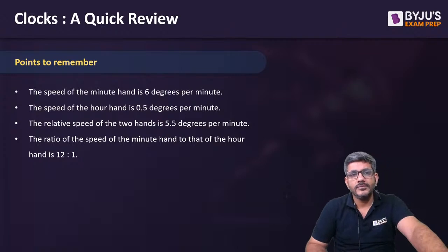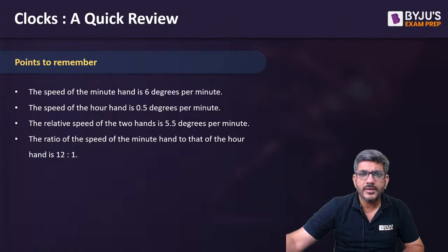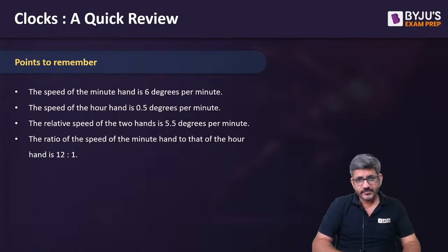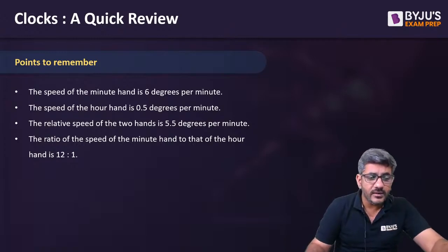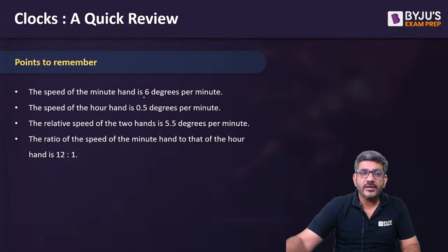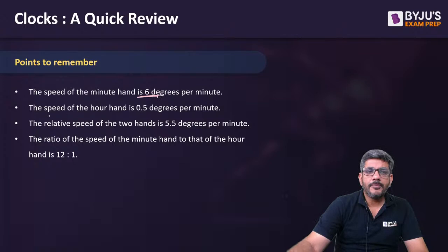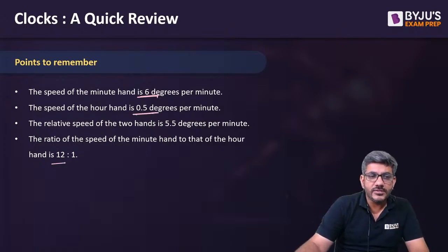What about clocks? So clocks based question आपने देखे ही होंगे. Clocks based questions are the questions in which he would be asking you about the angle between the two hands at a certain time. कई बार वो आपको टाइम देके एंगल पूछेगा, कई बार एंगल देके टाइम पूछेगा. So what are the things needed for that? The speed of a minute hand is 6 degrees per minute. Speed of an hour hand is 0.5 degrees per minute. The ratio of these two is 12:1.